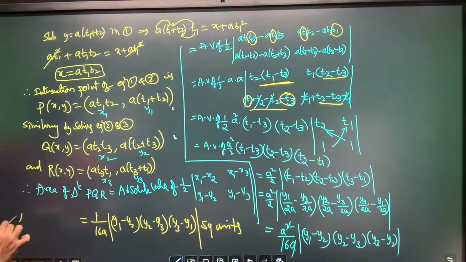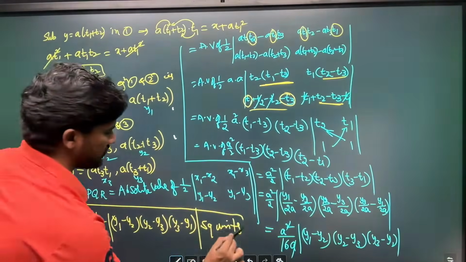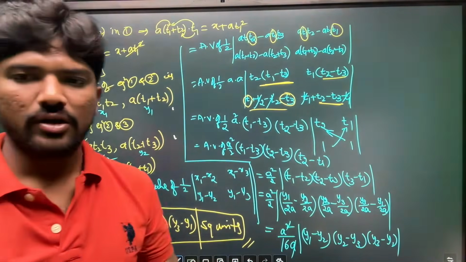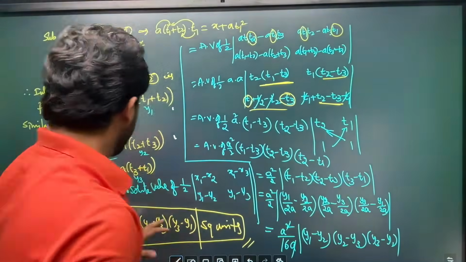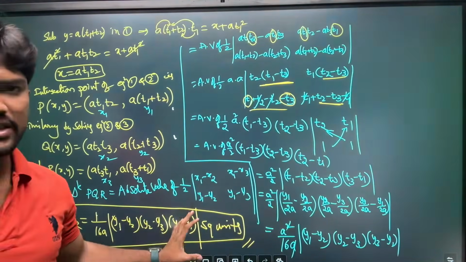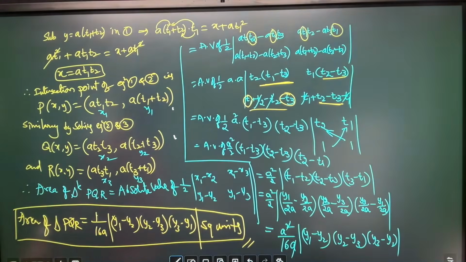This is the area of the triangle PQR. This is the final solution of this problem. Like this you have to solve; it is a little bit lengthy problem only. So 1 by 16a, y1 y2, y2 y3, y3 y1, like this you have to solve. In this format you have to solve the problems. I completed these two main big problems.